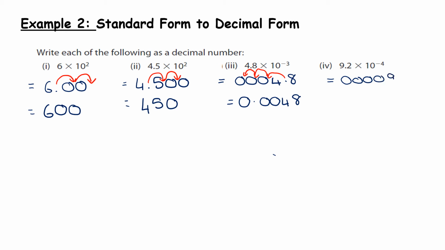My final one here is 9.2 to the power of -4. So again, we're making this smaller. I've put in some zeros. 1, 2, 3, 4. So I end up with 0.00092. So it's all about moving our decimal point to the left and to the right.